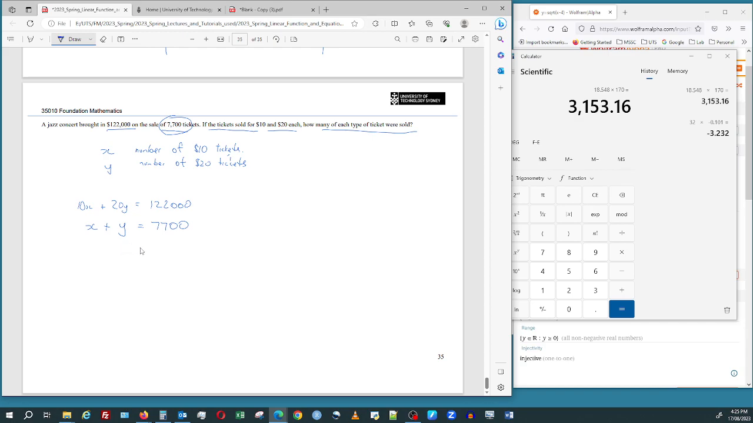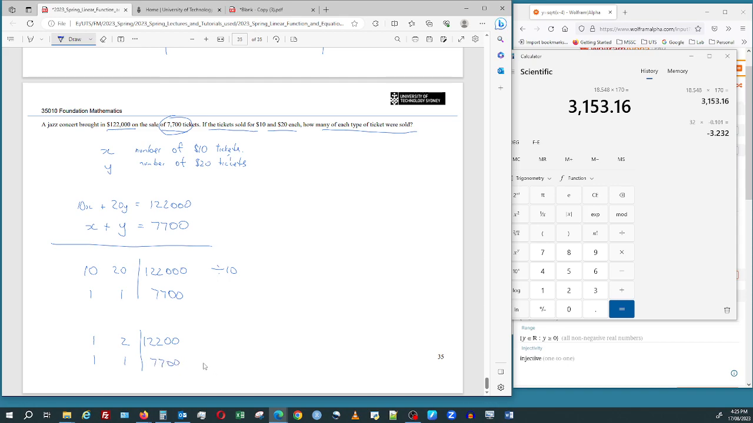Okay, so if I augment this, which is the correct method to do this, we're just dealing with the coefficients. And 1, 1, 7,700. Now I might just divide all of this by 10. Okay, so we'll get 1, 2, and 12,200. You can see now exactly why I did that.